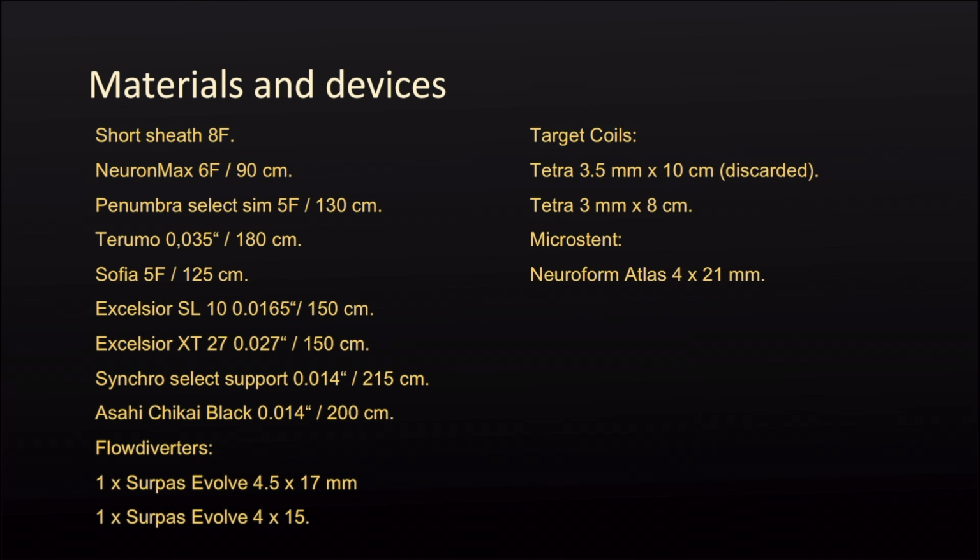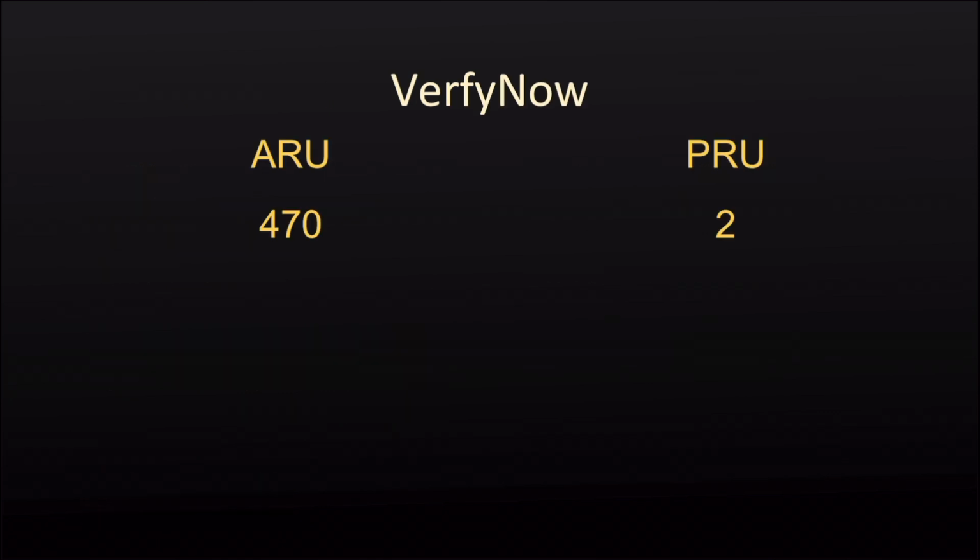And here we have the list of the materials and devices that we've used. We've used a microstent Neuroform Atlas and a Target Tetra coil. It's a very soft coil which can build a very good basket. The second coil was discarded because it was a little bit too big for the aneurysm, and we've implanted two flow diverters. Both are Surpass Evolve. And the patient has an effective dual antiplatelet therapy with Prasugrel and Aspirin.